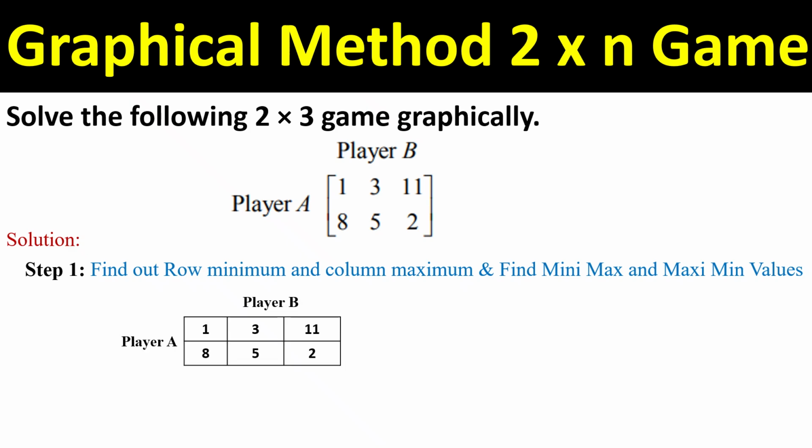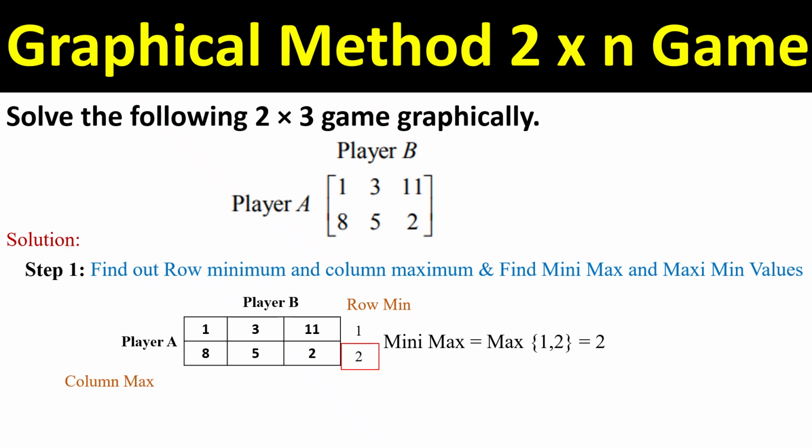For this, first we have to determine the row minimum. So in the first row, the minimum value is 1, and in the second row, the minimum value is 2. Then the maximin value is the maximum among these minimum values, 1 and 2. So the maximum value is 2. Then the maximin value is 2.